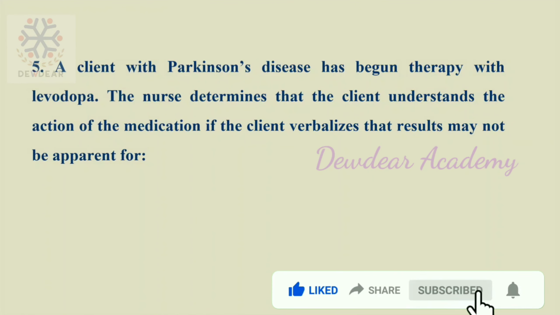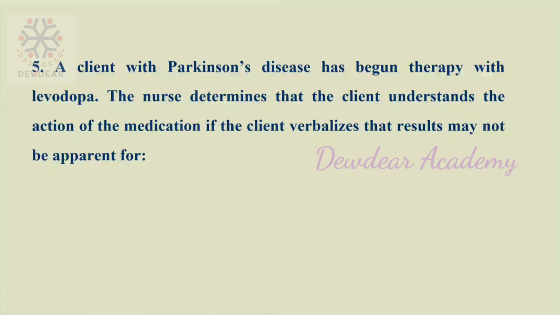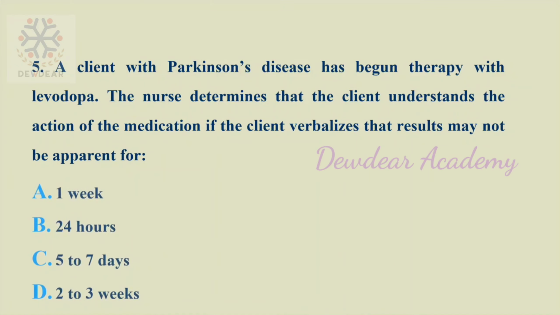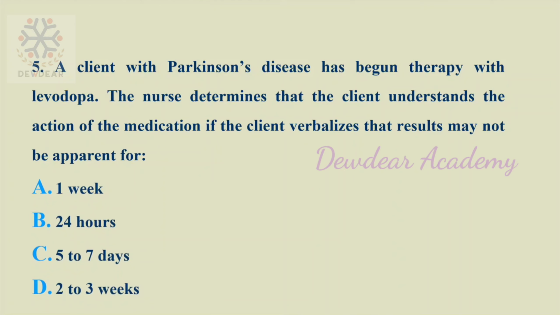Next question. A client with Parkinson's disease has begun therapy with levodopa. The nurse determines that the client understands the action of the medication if the client verbalizes that results may not be apparent for: options 1 week, 24 hours, 5 to 7 days, 2 to 3 weeks.